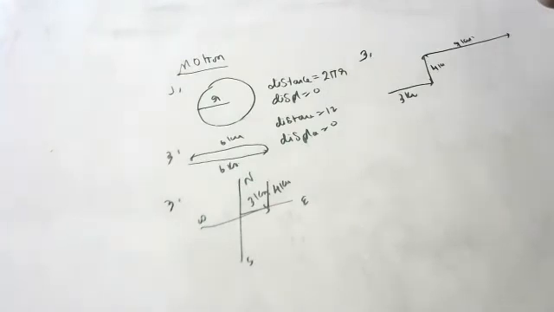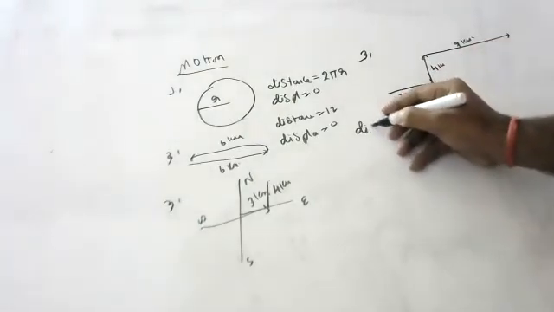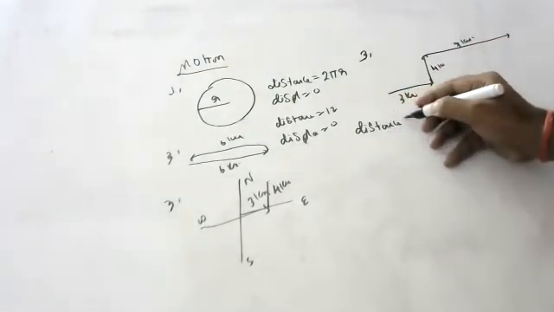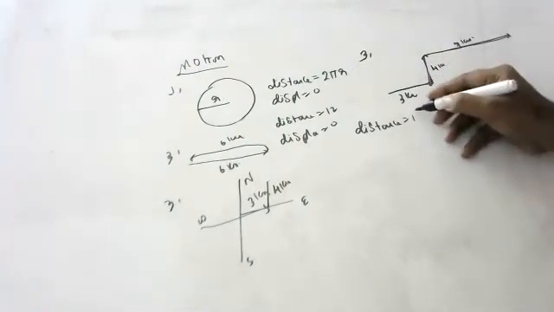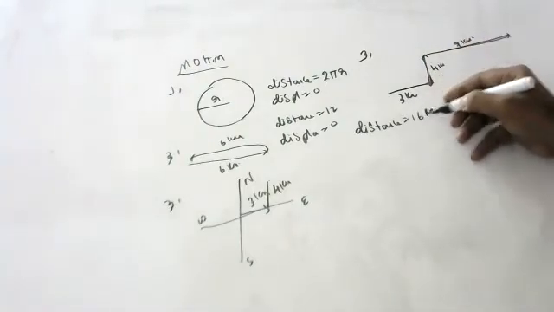Question is, what is the distance and displacement? Anyone distance at least? Distance is 16 kilometers. 3 plus 4 plus 9, 16 kilometers. Displacement.